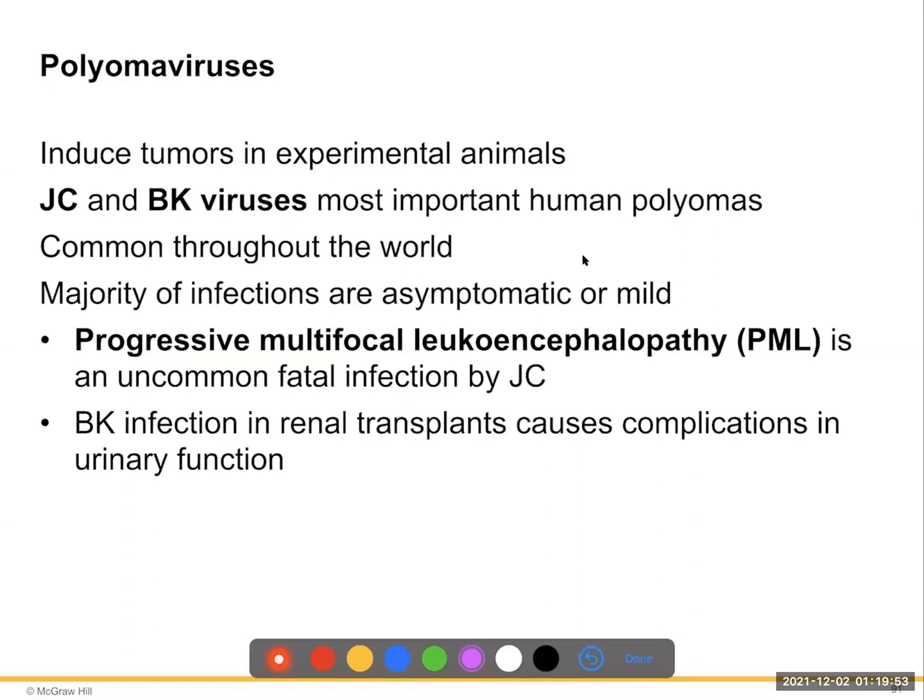Polyomaviruses induce tumors in experimental animals, those are JC and BK viruses. Those are the most important human polyomaviruses. They're common throughout the world. Majority of infections are asymptomatic. The progressive multifocal leukoencephalopathy is an uncommon fatal infection by JC. So they can be common infection, but that's very rare. The BK infection is in renal transplants, causes complications in urinary function. Those are uncommon viruses.